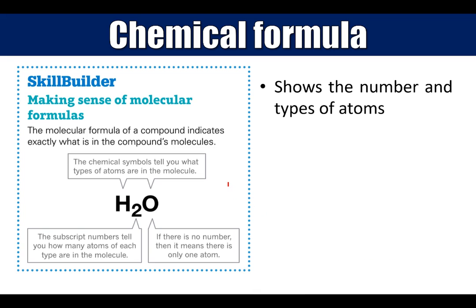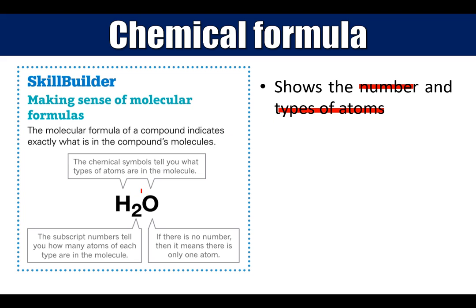Okay, just nice. Now, what do we know and how do we define a chemical formula? Well, it basically shows us the number and also the types of atoms. Now, in order for you to do so, you must be strong in your periodic table. All right, so let's have a look here.